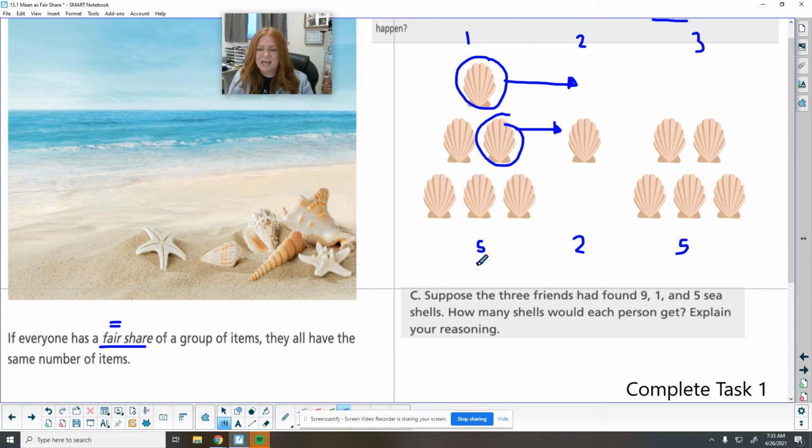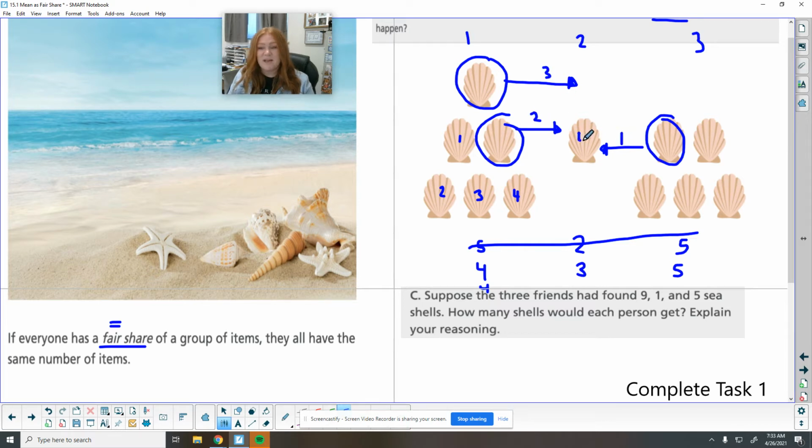So now this person has 4. This has 1, 2, 3. And this person still has 5. So now what do we need to do? Looks like this person has too many. So let's take one of theirs, give it to the person with the least. So now this person has 4. So 1, 2, 3, 4. This person has 1, 2, 3, 4. And this person has 1, 2, 3, 4.